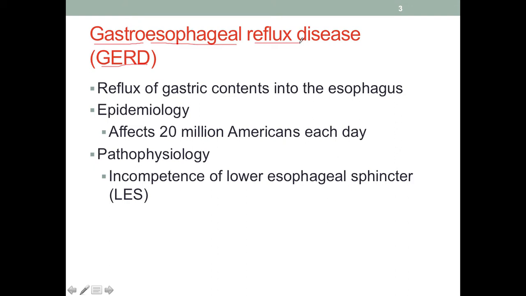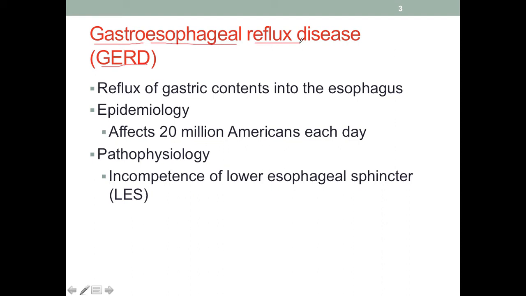As we mentioned in the previous slide, the food bolus moves down the esophagus and into the stomach. If everything is normal, the gastric contents should move down into the duodenum and into the remaining lower GI tract. However, in this disease, there is reflux, meaning that the gastric contents from the stomach move back up into the esophagus, and this causes damage.